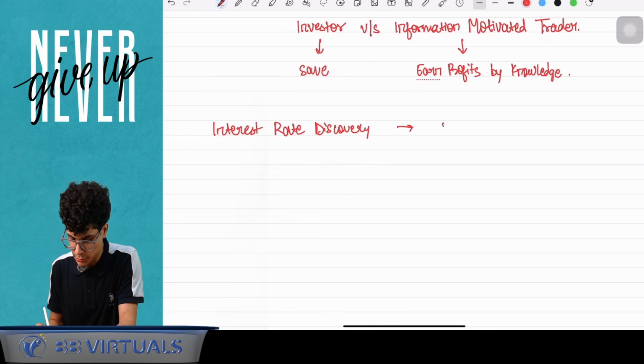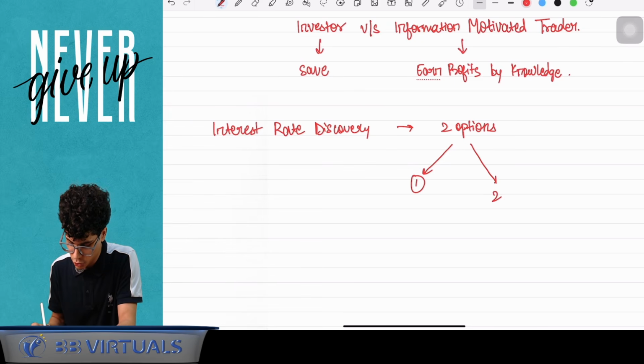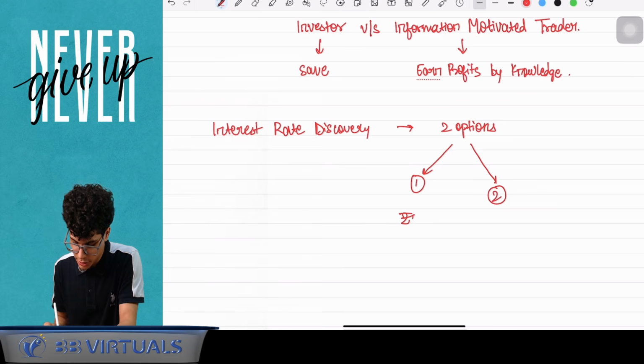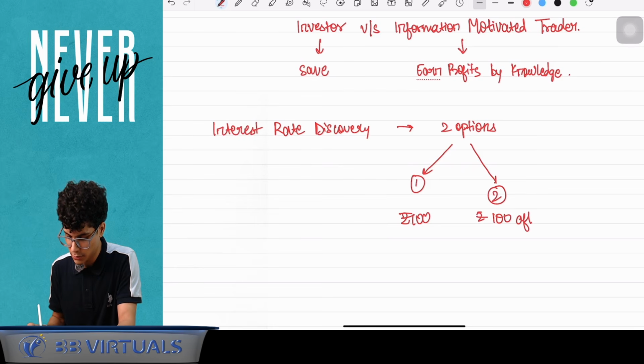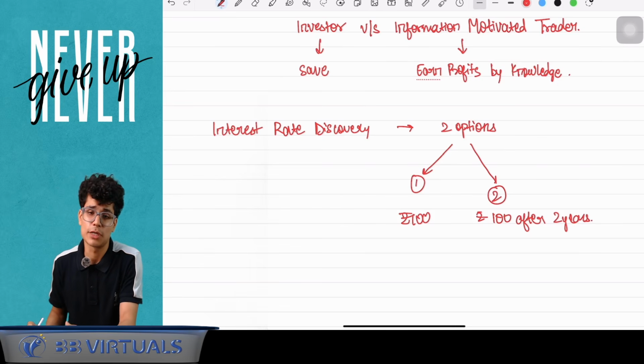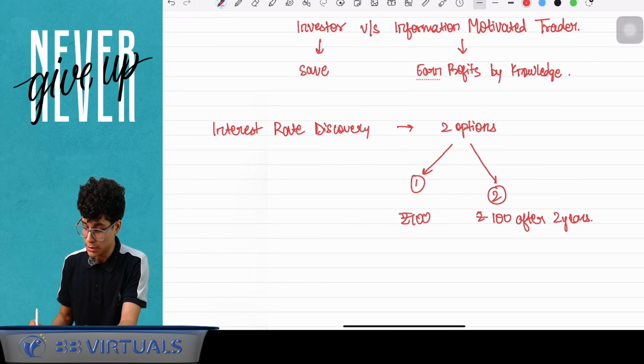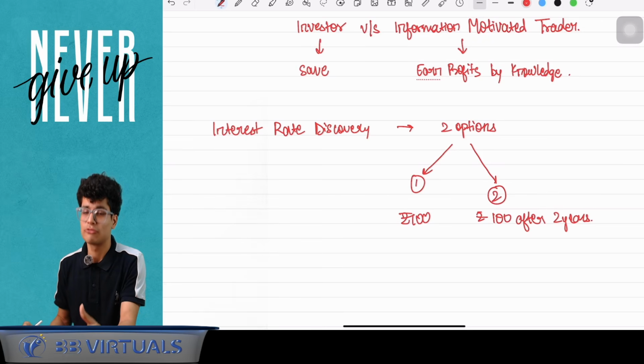I give you two options. One is where I give you 100 rupees today, and second option is where I give you 100 rupees but after 2 years. What would you like to take? आज 100 rupees या would you want to take 100 rupees after 2 years?